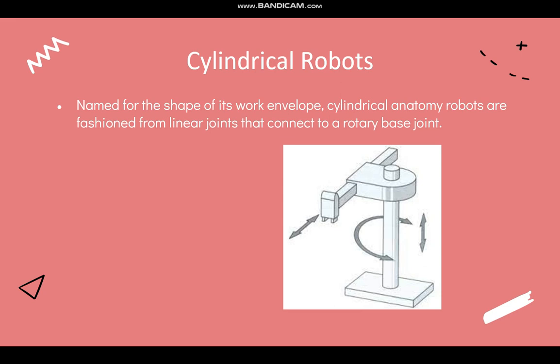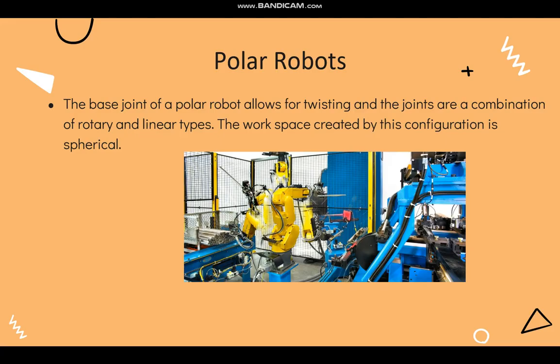Next are cylindrical robots. Named for the shape of its work envelope, the cylindrical anatomy of robots is fashioned from linear joints that connect to a rotary base joint. Next are polar robots. The base joint of a polar robot allows for a twisting motion, and the joints are a combination of rotary and linear types. The workspace created by this configuration is spherical, mainly for its design.